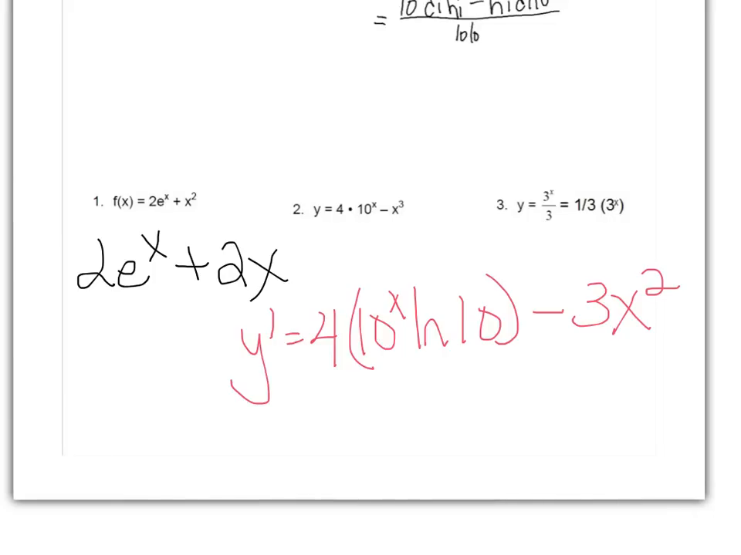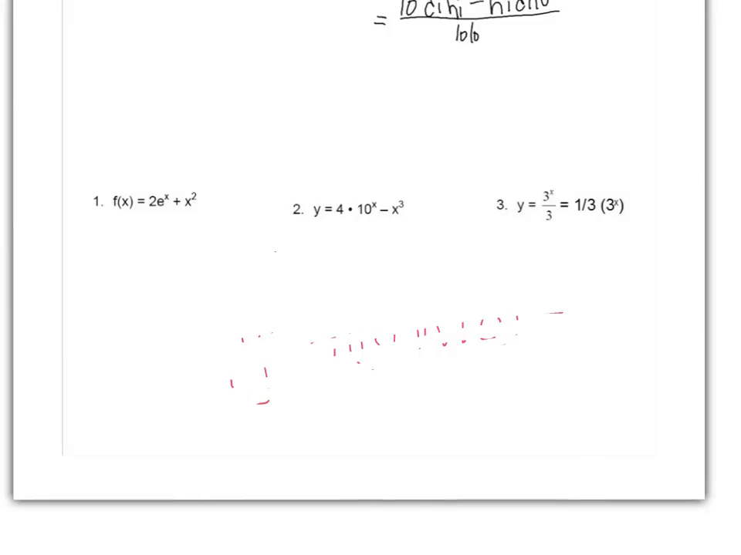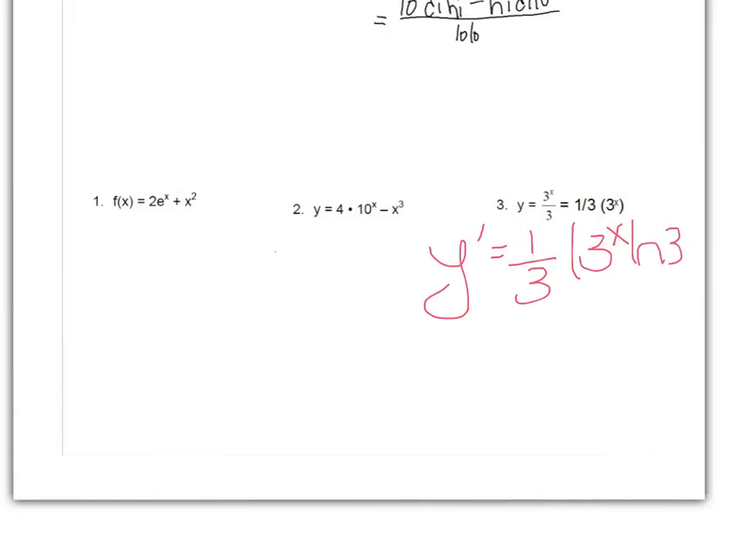Now for number 3, let me just give myself some space. For number 3, I'm going to rewrite that problem. Instead of 3 to the x divided by 3, I'm going to make it 1/3 times 3 to the x. So when we take the derivative, the 1/3 is our coefficient, and that stays. And then we're going to have a to the x ln a.